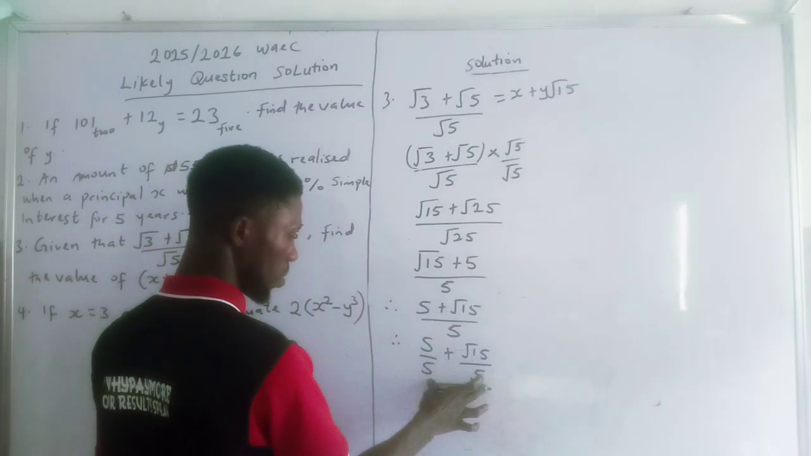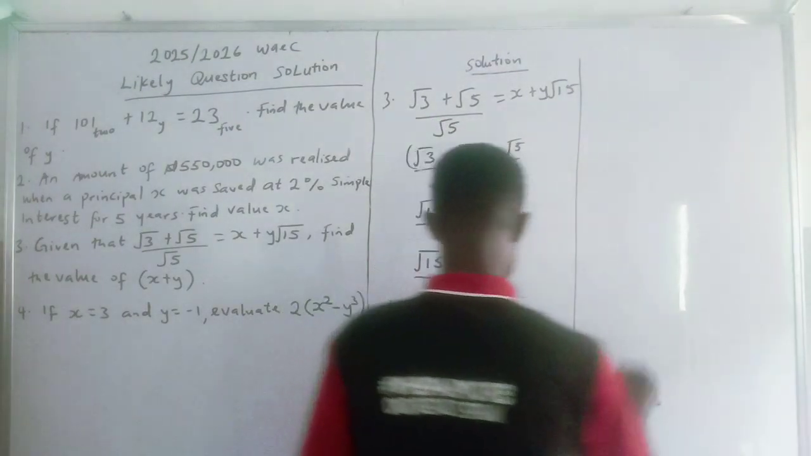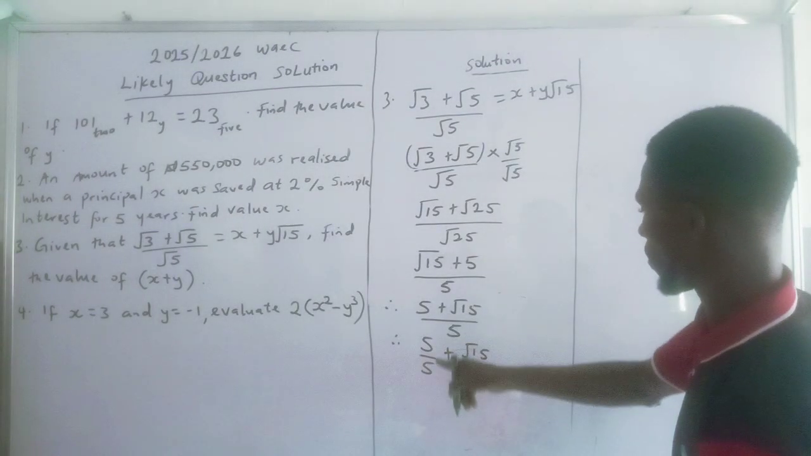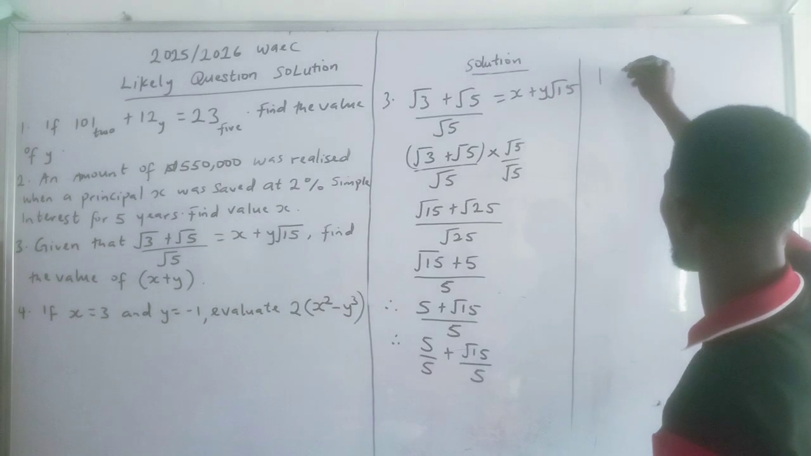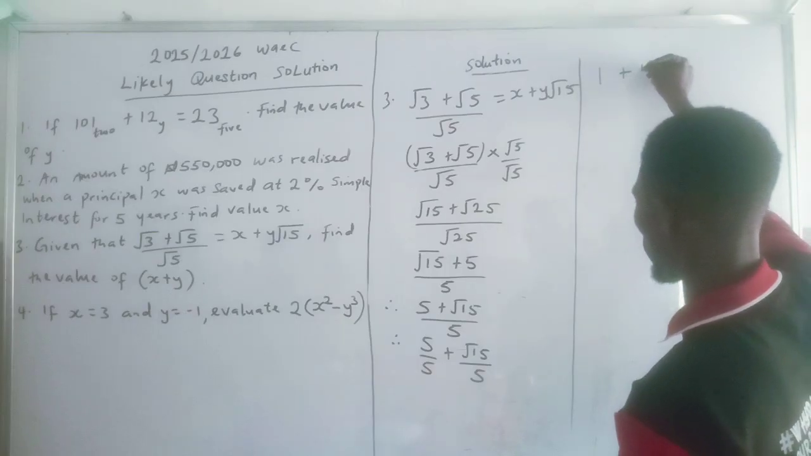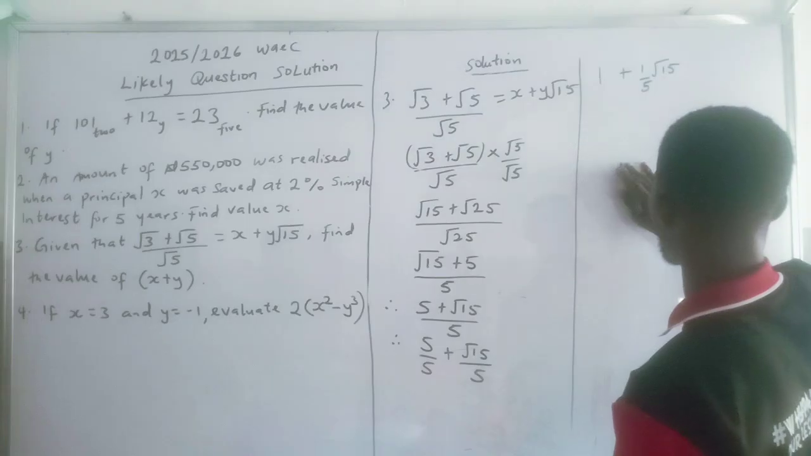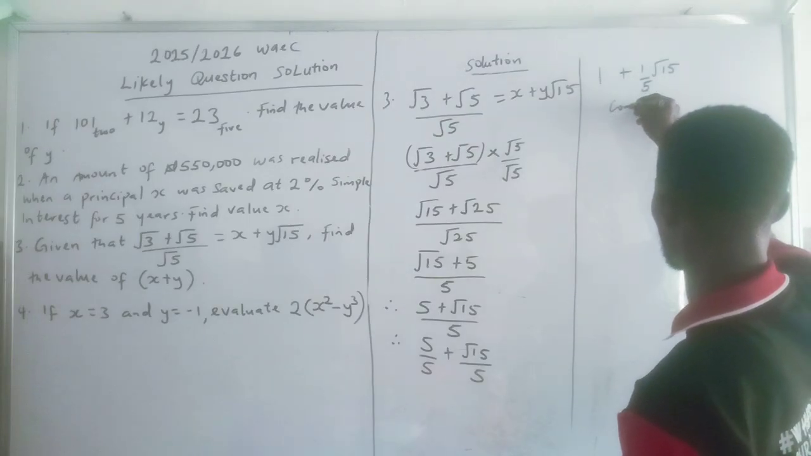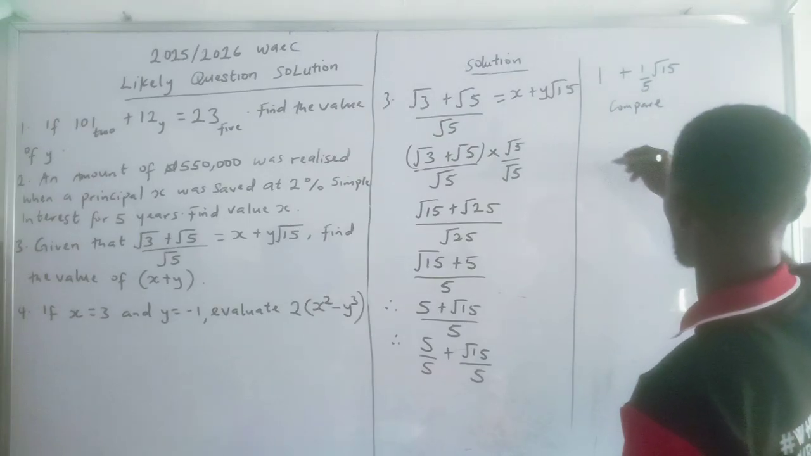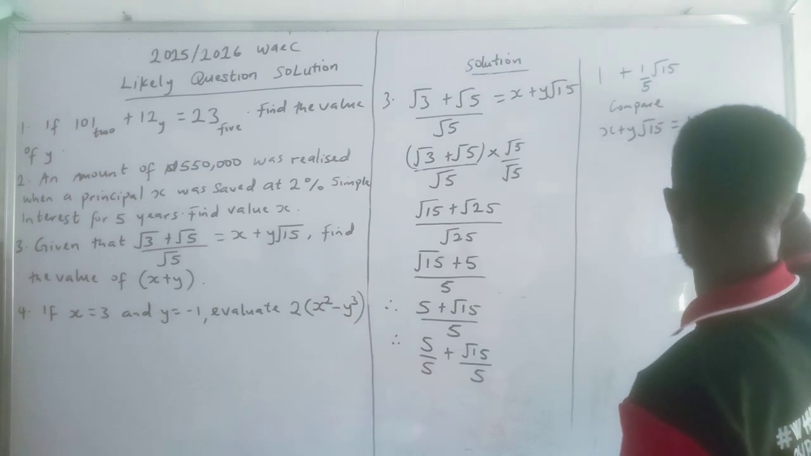What we have here is still what we have here. So from there, let me put it in this area so that we can get it down as well. 5 and 5 will now give us 1. Then plus 1 over 5, then root 15. If you look at this one, let's compare. Our x plus y root 15 is equal to 1 plus 1 over 5 root 15.